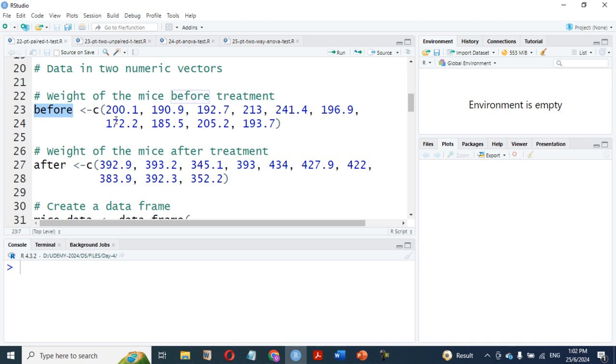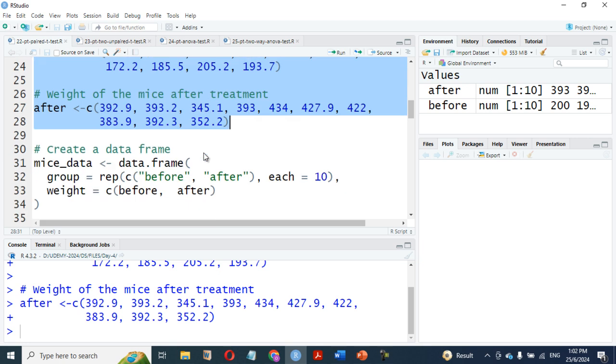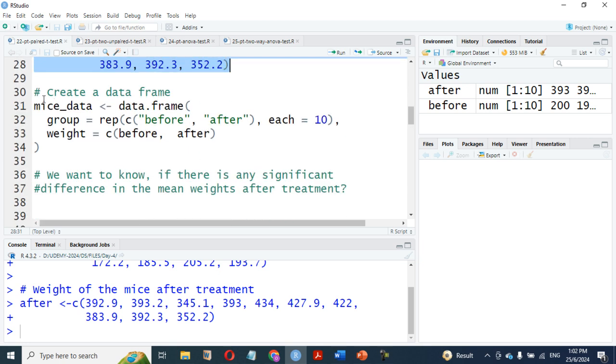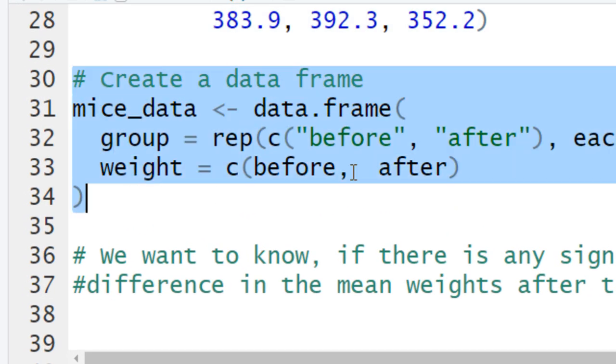Let's curate a data set now. Let's run this line. Okay, let's say we have the data set run like this, and we have after. Let's run the two together at the same time so that we don't waste time. Okay, good. So we have run that. Now let's combine the two together and create a data frame from it. So we create a data frame for 10 of each.